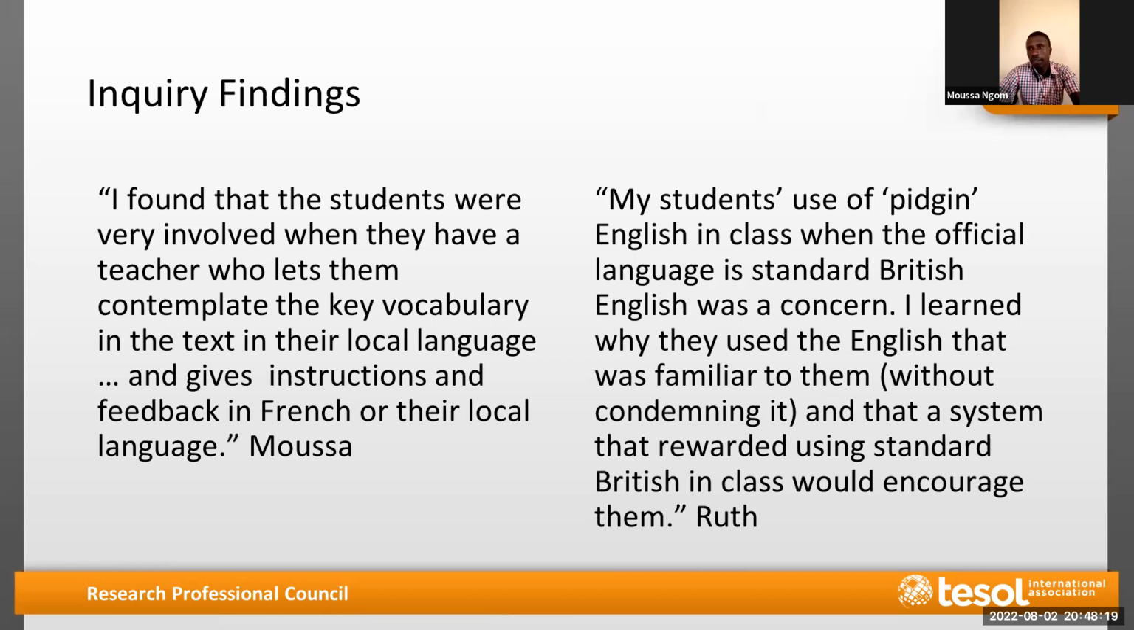And I can say that thanks to my research, I can now defend my point of view on the subject with enough proof in my report. Thank you, Musa. Ruth, what about your research findings?